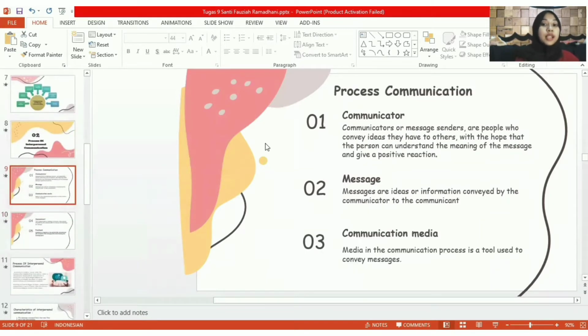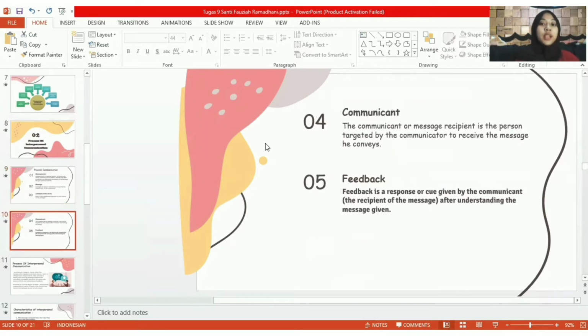The second is message. Message is an idea or information conveyed by the communicator to the communicant. The third is communication media. Media in the communication process is a tool used to convey the message. The fourth is communicant. The communicant or message recipient is the person targeted by the communicator to receive the message it contains.